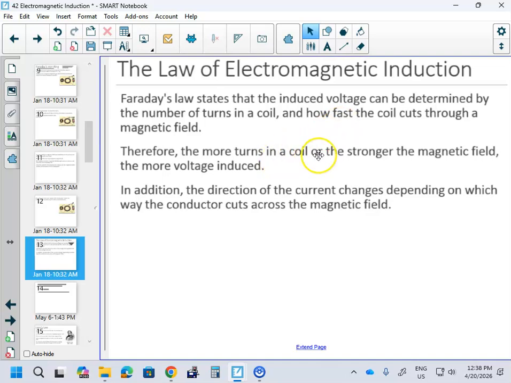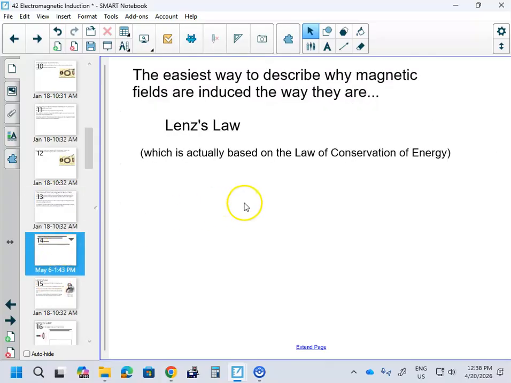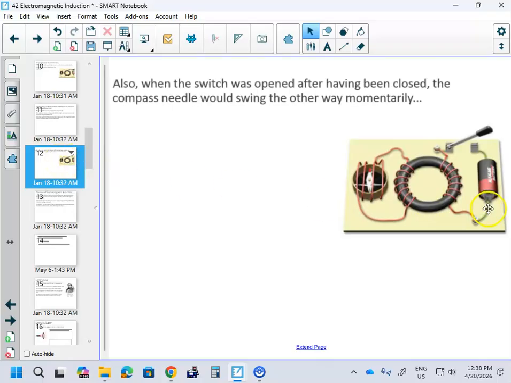The more turns of a coil, the stronger the magnetic field, the more voltage, and so on. That's pretty obvious, but not critical for what we're talking about. So what I do want to focus on, though, what is critical, is the idea of which way electrons flow.